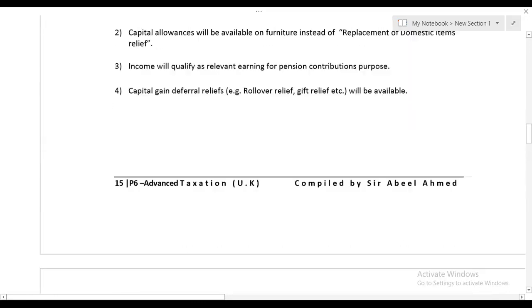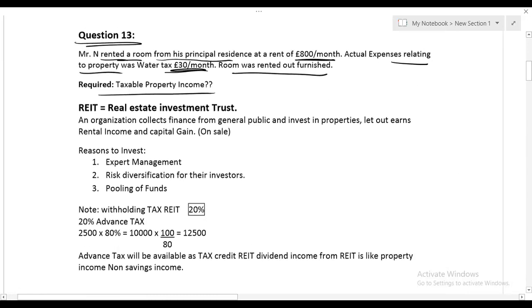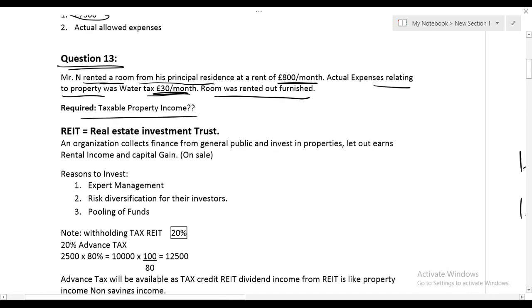Okay, let's go for another concept. So here comes another concept, another rule, real estate investment trust. Let me explain a little bit about what you mean by real estate investment trust. It should be real estate with S, not E. What is this real estate investment trust?